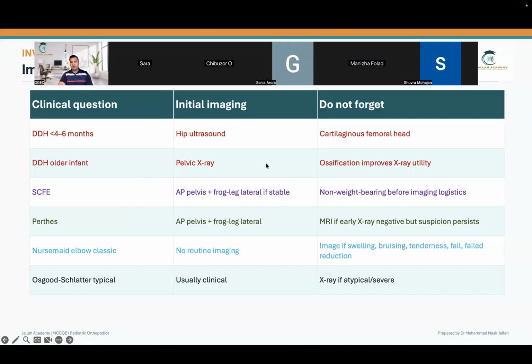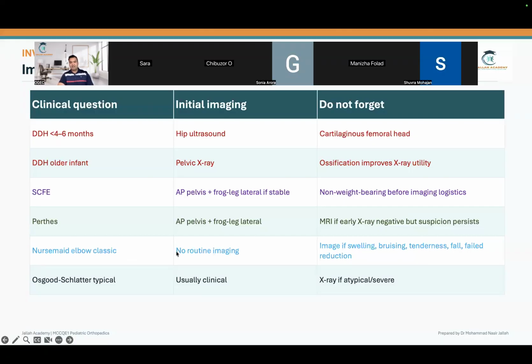For slipped capital femoral epiphysis, we do anterior-posterior pelvis and frog-leg lateral views if the patient is stable, or can bear weight, or can actually do that. Otherwise, anterior-posterior would be more than enough. Non-weight bearing before imaging logistics. For Perthes, anterior-posterior, same thing. We do X-ray, but if the X-ray is inconclusive, then we do MRI. But again, MRI and referral.